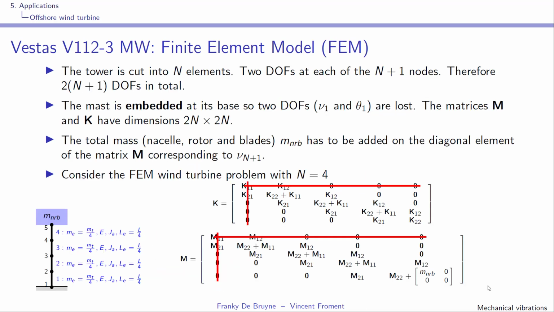Let us return to the situation of interest, which is the tower with on top a mass, that is the total mass of nacelle, rotor plus blades. The tower is cut into n elements as shown over here, and the situation that is depicted corresponds to n equal to 4. Similarly, you have the situation here of M and K for n equal to 4. If you have cut the tower into n elements, you'll have n plus 1 nodes. Since you have 2 variables per node, one in translation, one in rotation, this means that you have 2 times n plus 1 degrees of freedom.